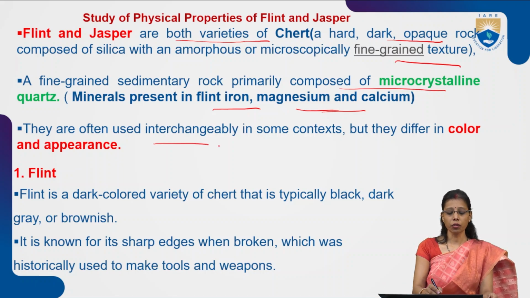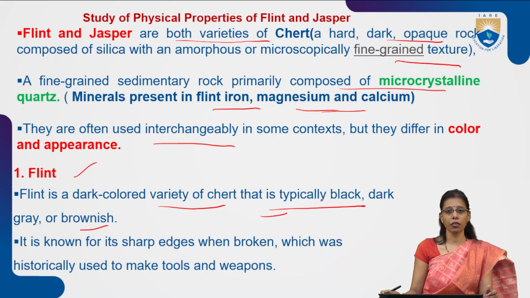Now they are often used interchangeably in some contexts, but they differ in color and appearance. The color and appearance are based on the type of mineral present in that kind of rock. So let us start with flint. What is flint? Flint is a dark colored variety of chert, typically black, dark grey or brownish. The color varies with the presence of impurities, with the type of mineral present in that particular rock.